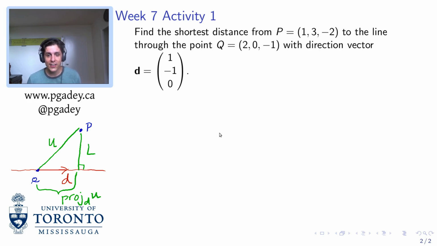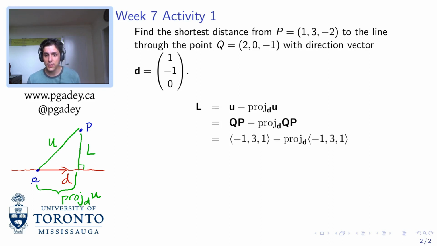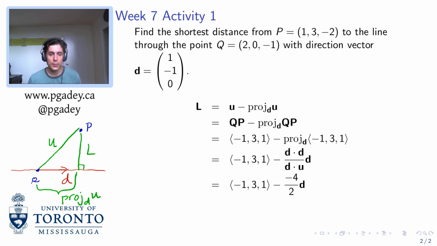So we can represent L as U minus the projection. Then we can rewrite U using the points P and Q. Substituting in the points P and Q, we get values for the vector QP. Now we can rewrite the projection. Calculating out those dot products gives us -4/2, which is really plus 2 times the direction vector. And doing the arithmetic, we get that L is represented by the vector (1, 1, 1). Taking its length, we can conclude that the distance is the square root of 3. Okay?